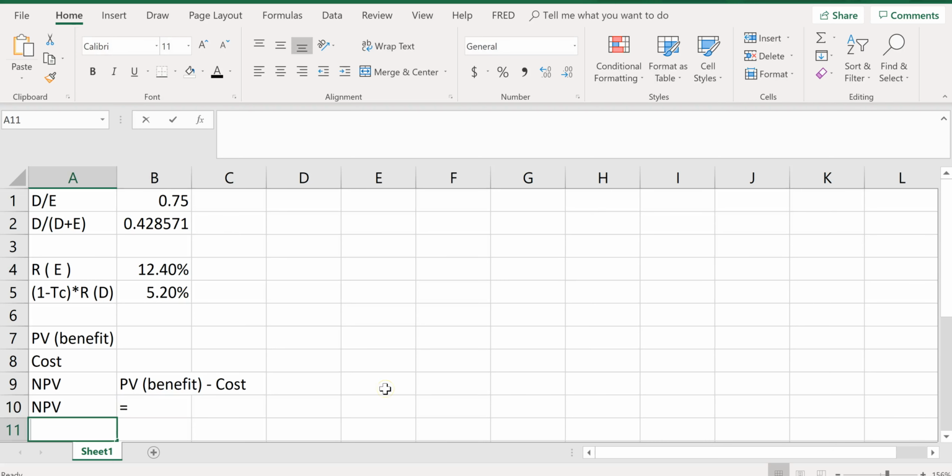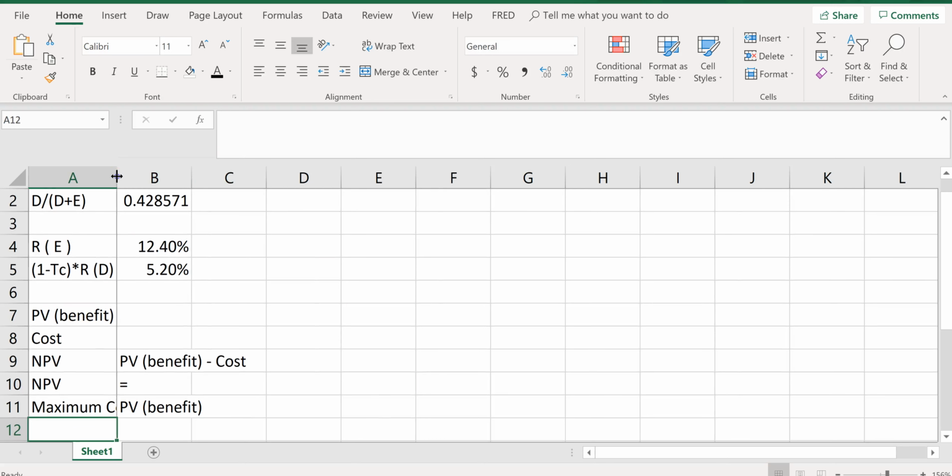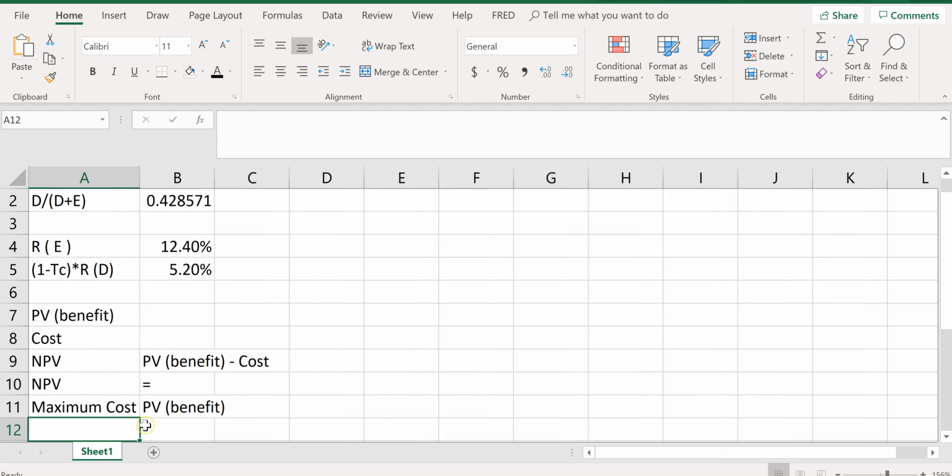Hence, the maximum cost will be present value of the benefit. So that's basically, this is 0. That's basically what we are trying to do. We're trying to figure out the present value of the benefit.